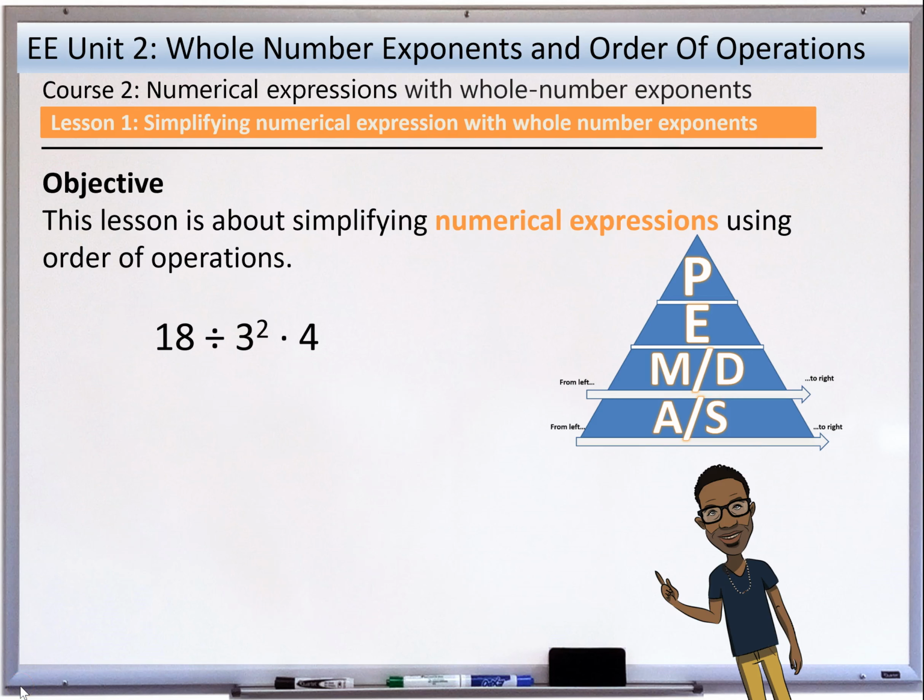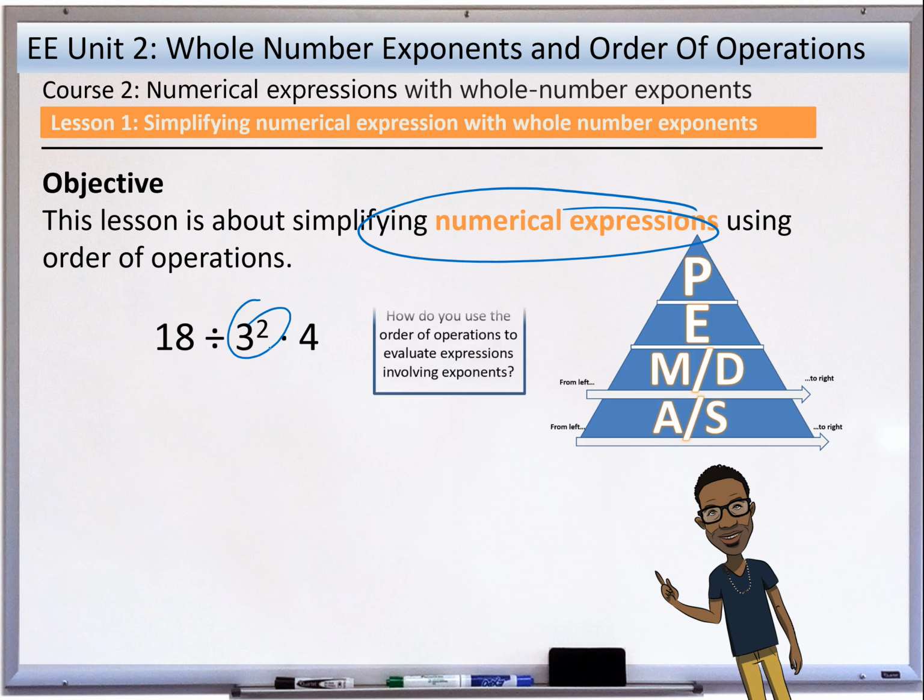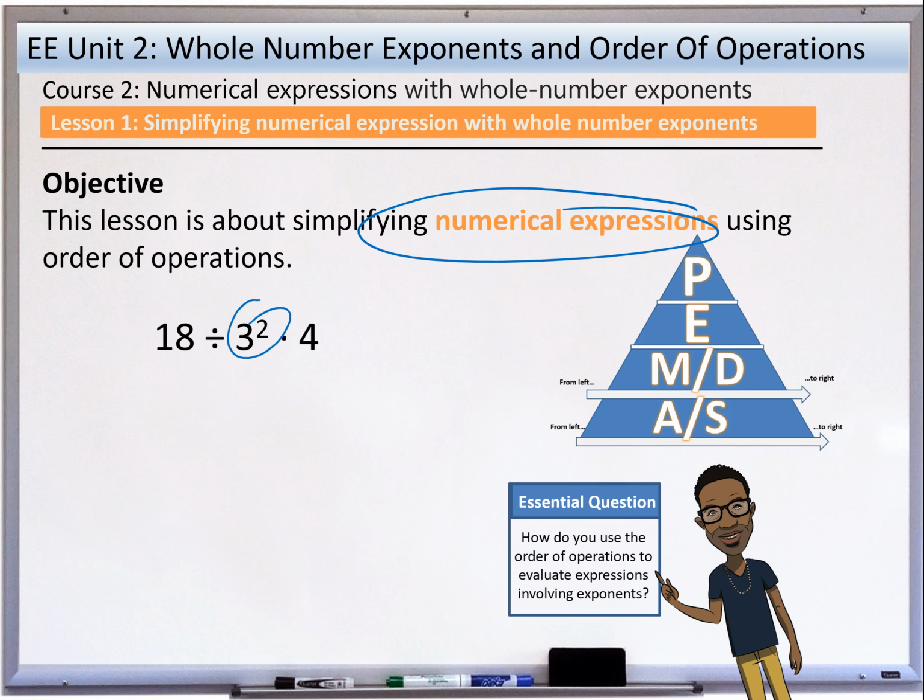And today's lesson is all about simplifying numerical expressions using order of operations. And these expressions will have exponents in them. Our essential question is, how do you use the order of operations to evaluate expressions involving exponents? First we do our exponents, and then our other operations in their proper order.